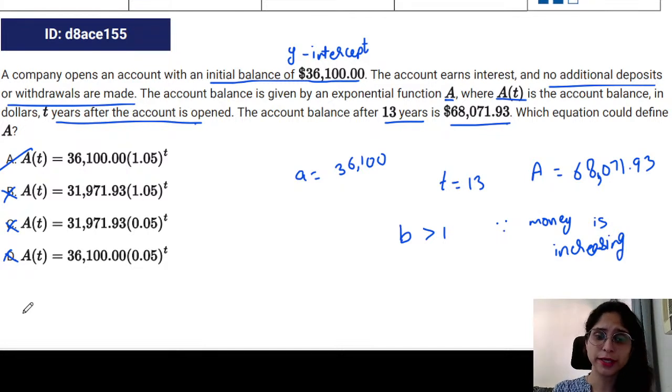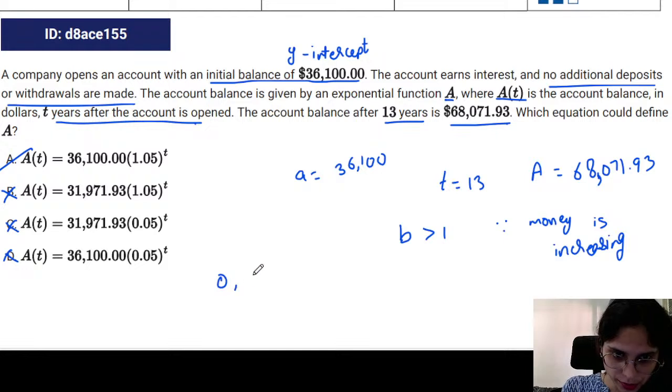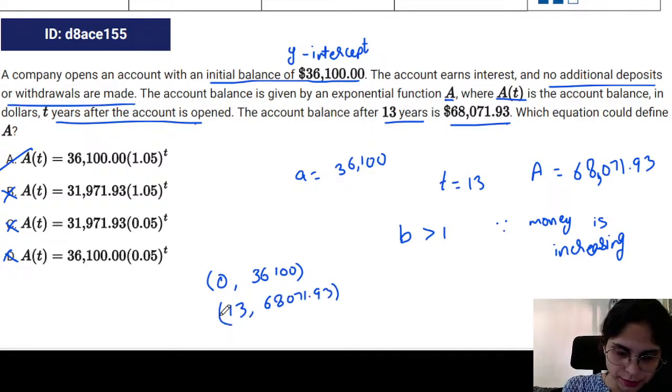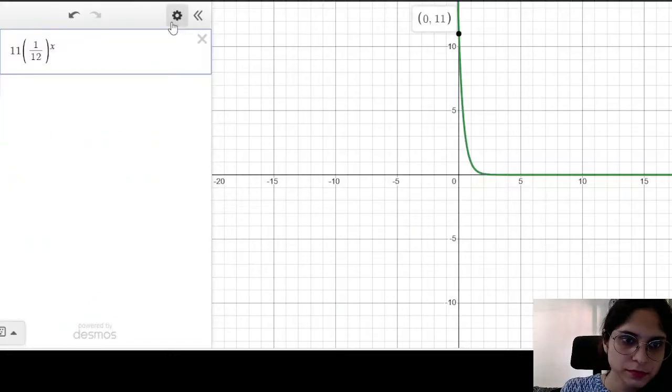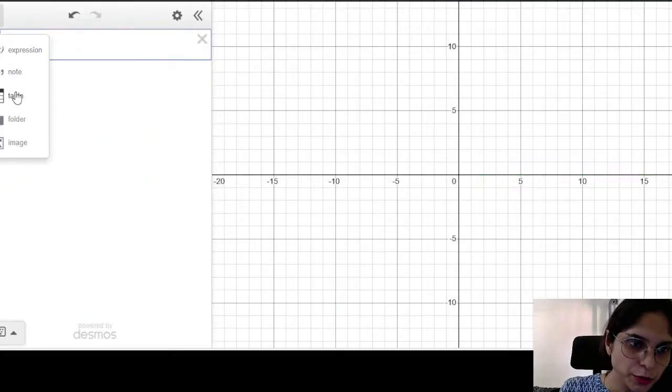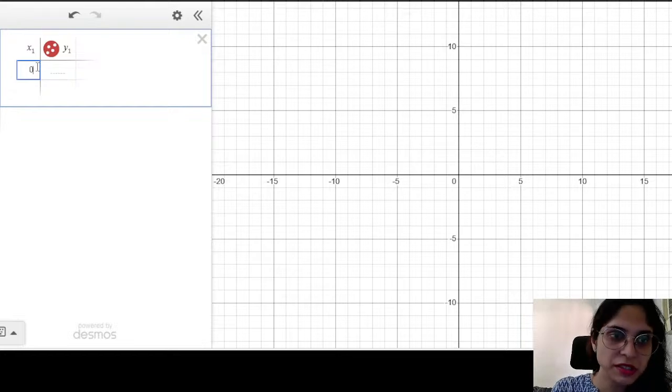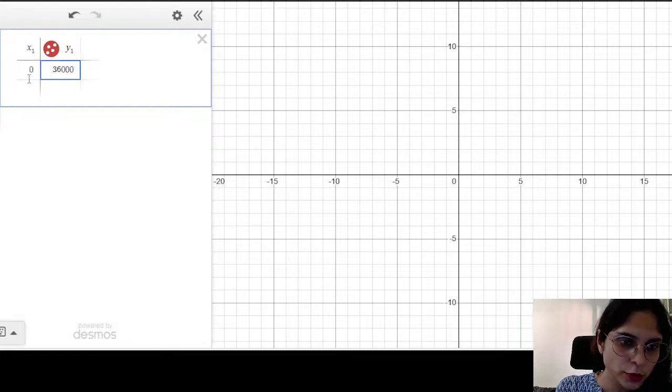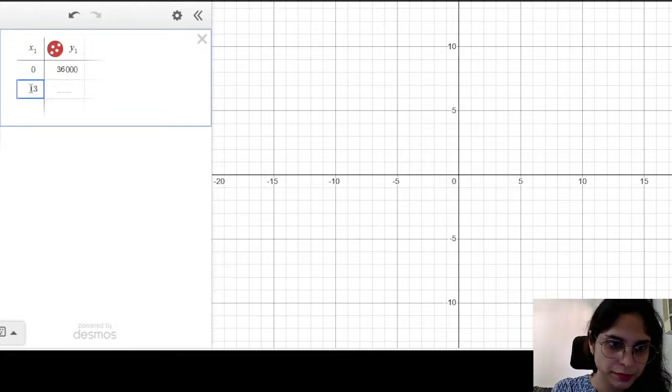Or you're like, no, we want to get the exact answer. And then you can use two different points: (0, 36,100), and then you have (13, 68,071.93 dollars). Put this in Desmos and put y1 tilde A times B to the power x1. You shall get the value of B and A. But it's always easier to understand the concept, because if you understand the concept, you can directly get the answer without going to Desmos or without taking too much time.